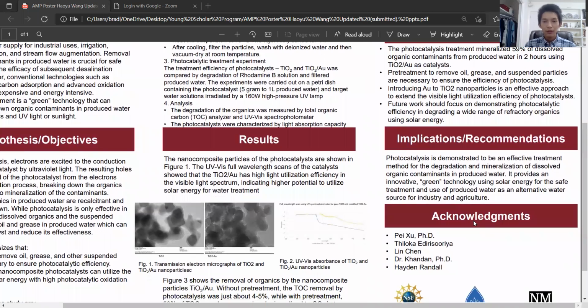And the implications and recommendations. Photocatalysis has been demonstrated to be an effective treatment method for the degradation and mineralization of dissolved organic contaminants in produced water. It provides an innovative green technology using solar energy for the safe treatment and use of produced water as an alternative water source for industry and agriculture.